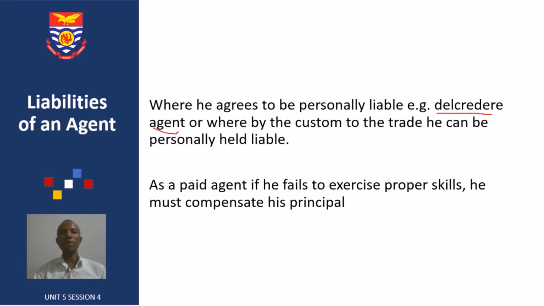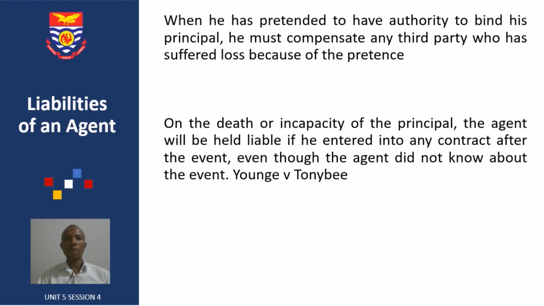As a paid agent, if he fails to exercise proper care, he has to compensate the principal. So as an agent, if you fail to exercise proper care or you conduct your principal's business anyhow and the principal incurs losses, you have to compensate your principal. Also, when he pretends to have authority, meanwhile he does not have the authority to bind the principal, then he must compensate the third party for such pretense.